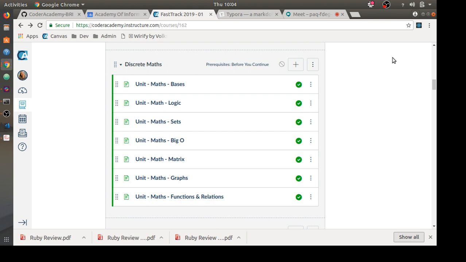Functions and relations are another one that's a bit symbol heavy, and the concepts can be a little bit strange, but you'll be okay with it.